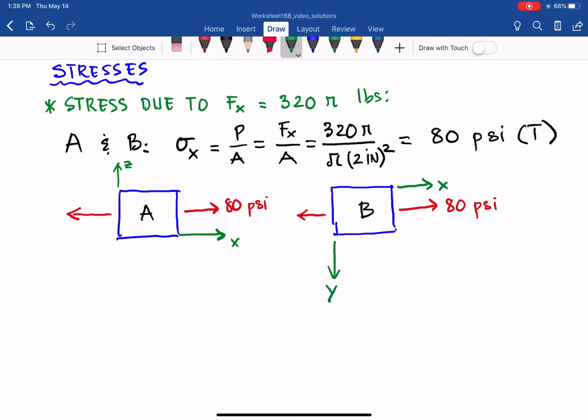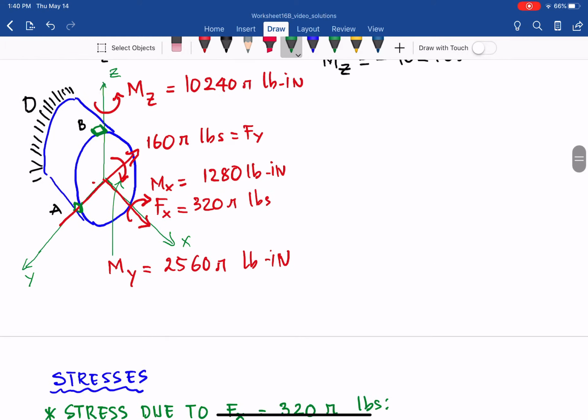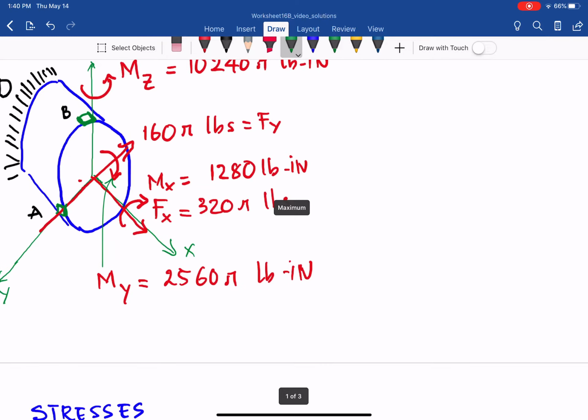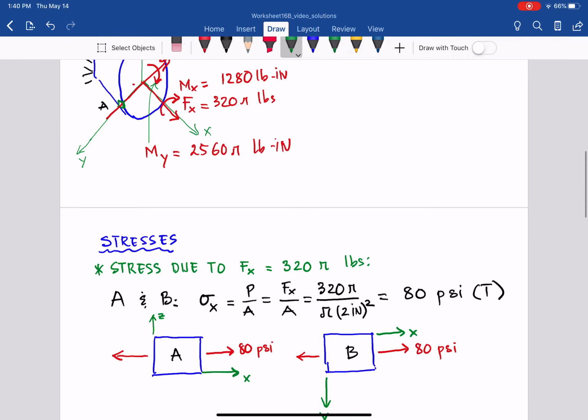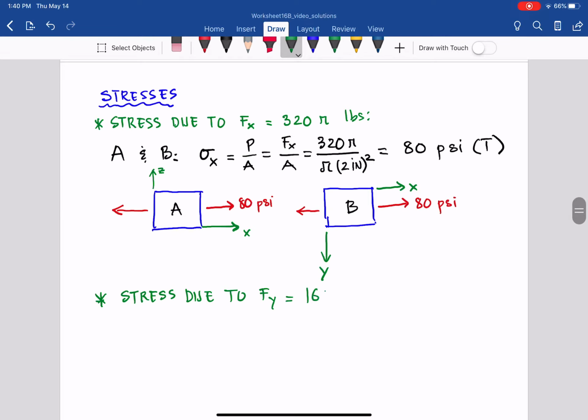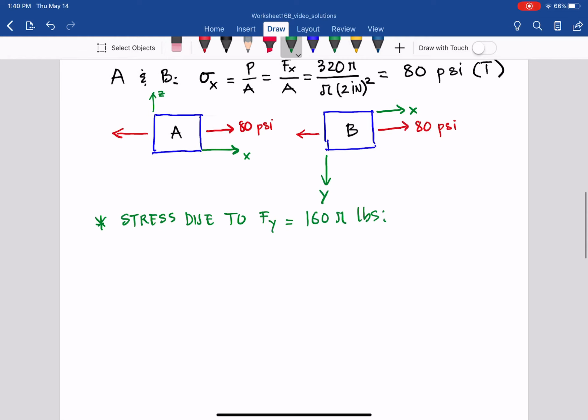The next one, we can have stress due to Fy. And Fy here is equal to 165 pounds, in the positive y axis. So let me draw how it looks so that we can see it in 2D.